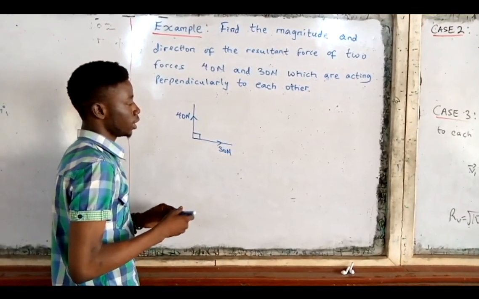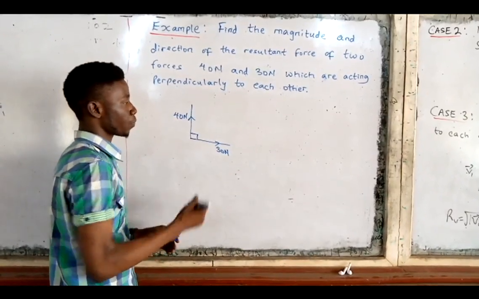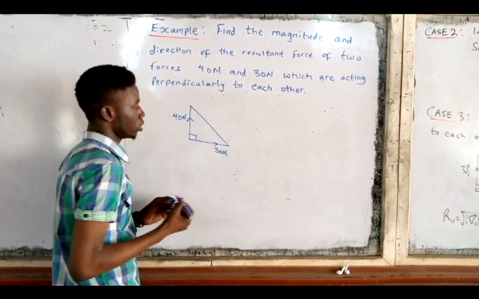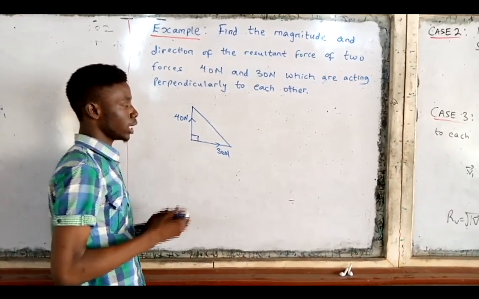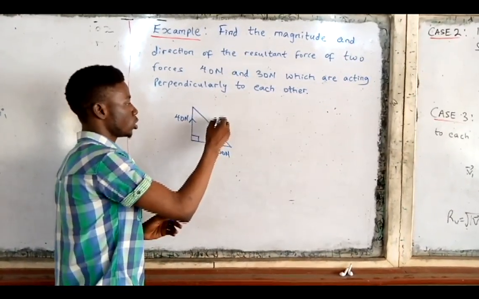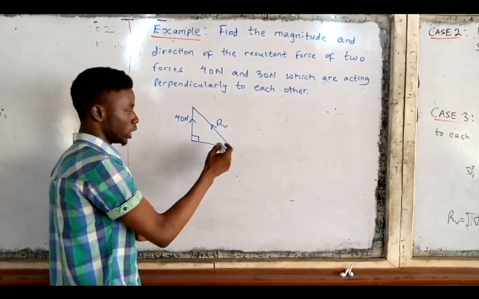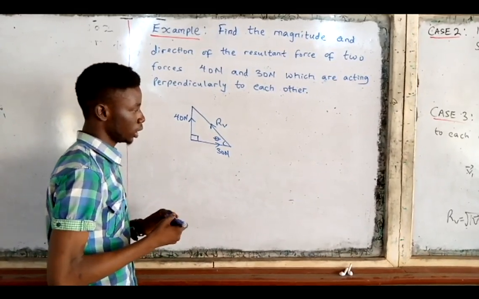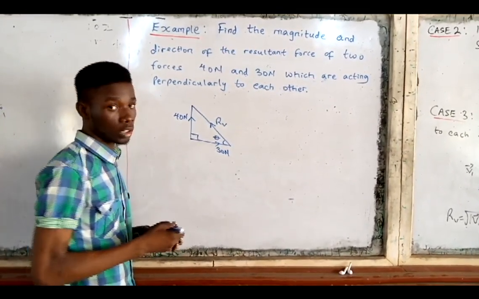Then from what we have discussed earlier, their resultant will be acting like a hypotenuse to both the 40 Newton and the 30 Newton. So this is the resultant vector. Also, the direction theta, which is from 30 Newton, can be represented this way. Now, let's compute the resultant vector first.